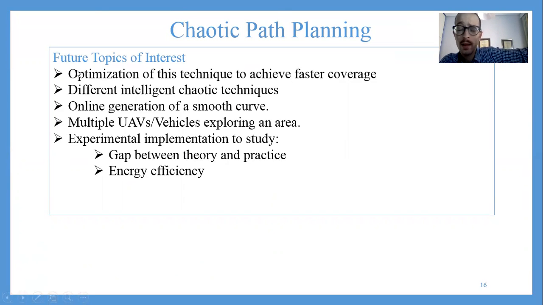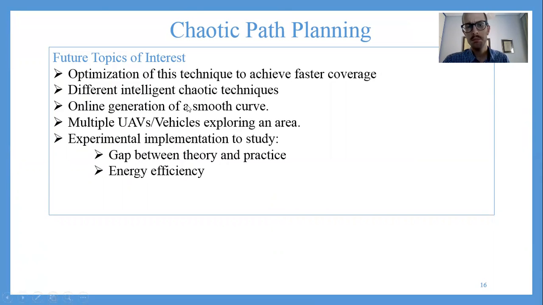So one thing that we are really interested in is to optimize this technique to achieve faster coverage. And I'm very happy to say we already have some preliminary results here. We apply a local optimization technique to make the robot still move chaotically, but at the same time avoid many revisits to previous cells. And we have managed to get a much higher and much faster coverage rate.